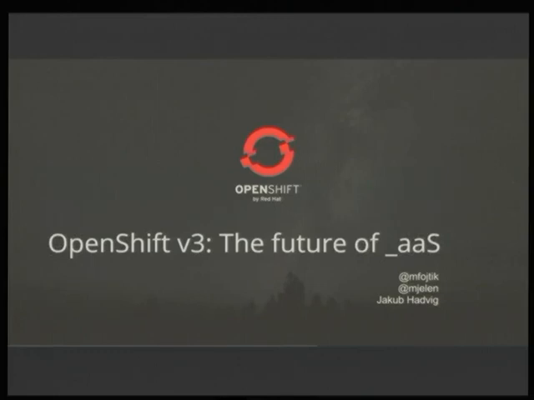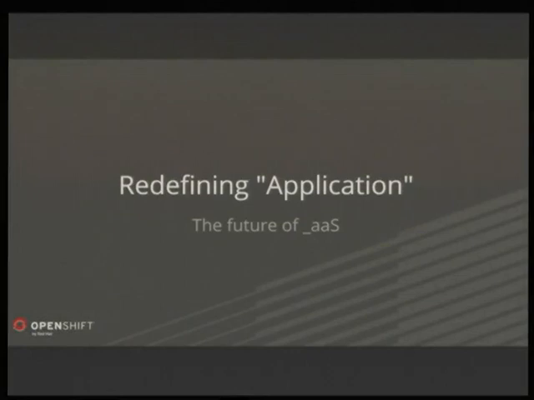So let's come back to OpenShift. Let's talk about OpenShift V2 first. You already heard about it, you already tried it, you maybe already have applications running on OpenShift V2. In OpenShift V2, you basically take your source code with your application and you deploy it on the OpenShift platform, and we make it run for you. We also make it scale for you, and we maintain it for you, right?